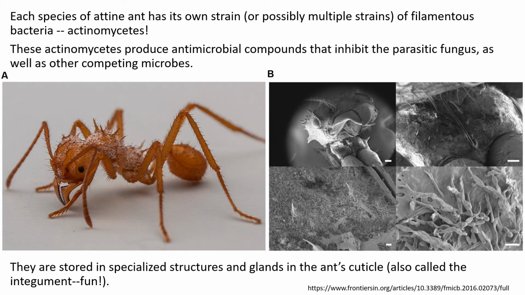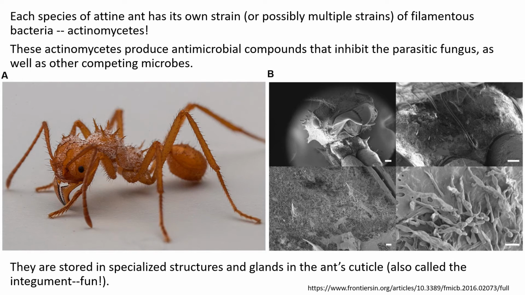Each species of attine ants has its own strain, or possibly multiple strains, of filamentous bacteria called actinomycetes. And that mycetes term should tell you something fungal-like. So it's a bacteria that grows filamentously. These actinomycetes produce antimicrobial compounds that inhibit the parasitic fungus as well as other competing microbes.